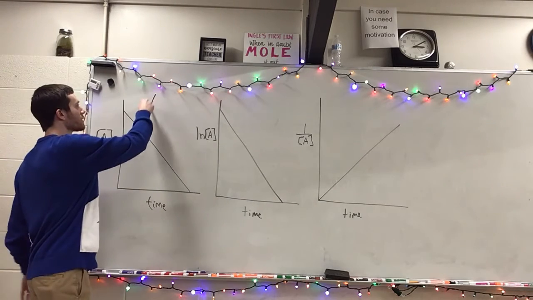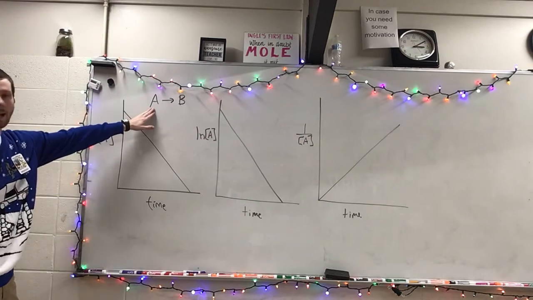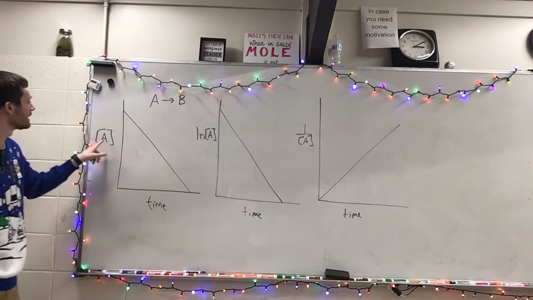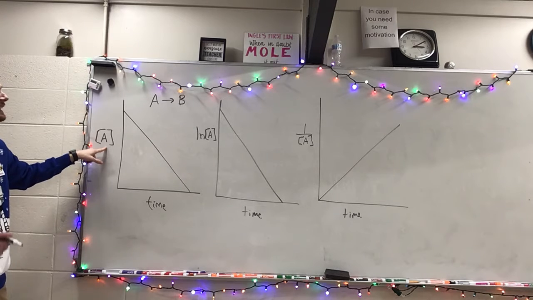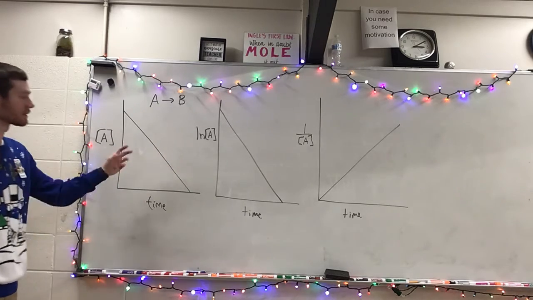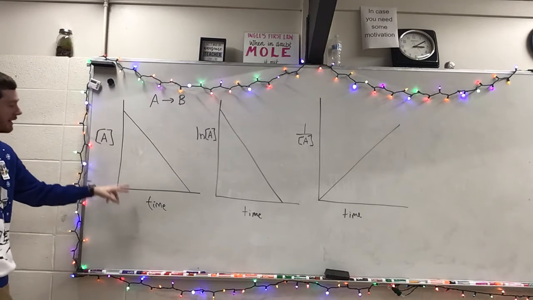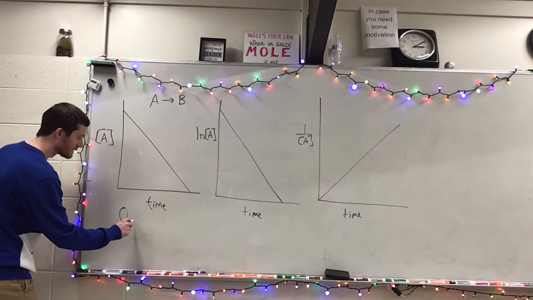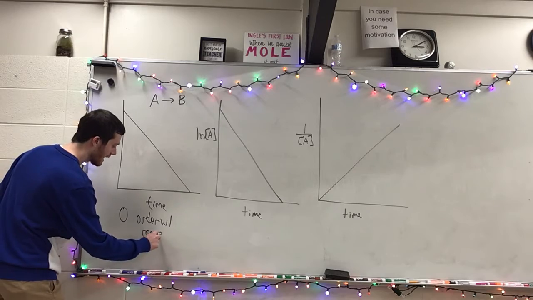And let's just say our reaction is A making B. It makes sense that as the reaction progresses, A turns into B. If A is turning into B, then the concentration of A should decrease as this reaction progresses because A is getting used up. So for that reason, we have a negative slope here, and you'll notice this is a straight line. In this situation, when the concentration of A is plotted versus time, if the line is linear, this is zero order with respect to A.